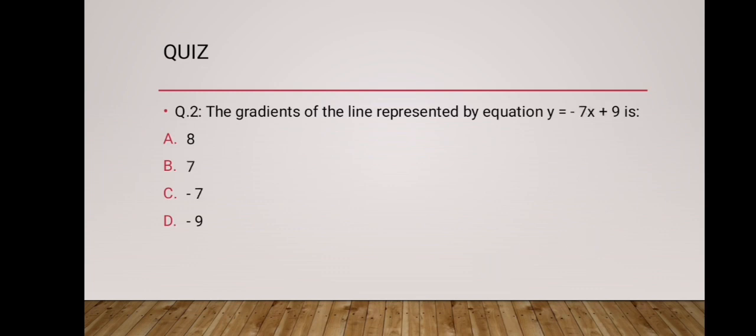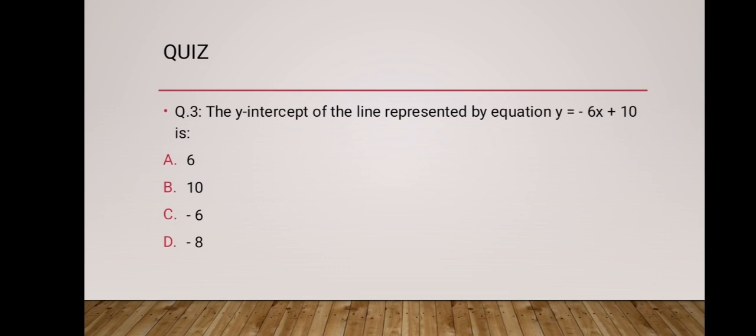If you look at question number 2, we have to work out the gradient of the line represented by the equation. Once again, the gradient is the coefficient of the variable x, and in this case it is minus 7, so option C is the correct option for this one. Question number 3, the y-intercept of the line. Now we have to work out the y-intercept, not the gradient. The y-intercept is always the second part of the equation, the term without the variable x or y. So 10 is the y-intercept, and option B is the correct option for this one.